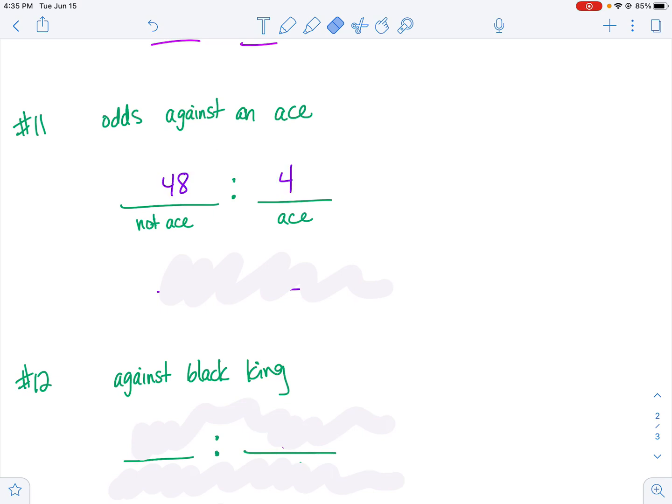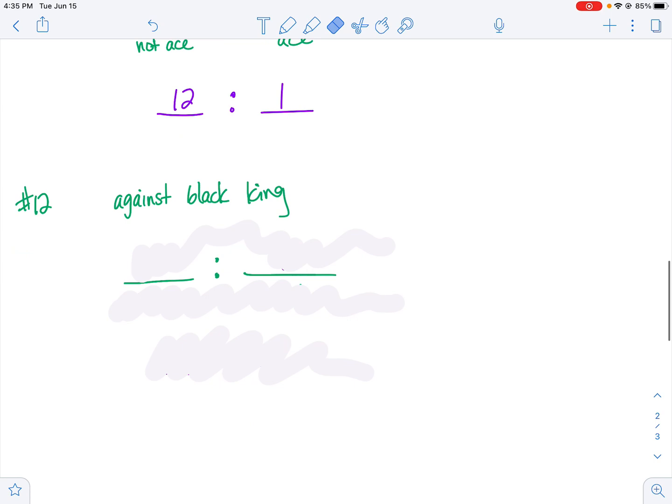Well, there are 4 aces in the deck, which means the rest of the cards, 52 minus 4, 48, are not aces. Again, reduce. I can divide both of those by 4, and I end up getting odds of 12 to 1. The odds against me picking an ace are 12 to 1. Number 12 is the odds against picking a black king.